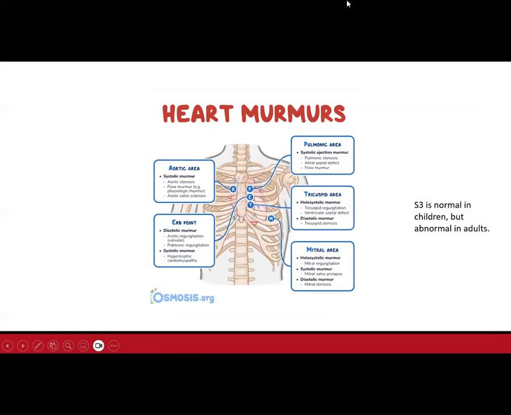This here is just a picture that's very helpful because you are going to want to know the locations to be able to identify. For example, if I've got an aortic area, if I hear a murmur here, which is a systolic murmur, that can indicate that I have aortic stenosis. I've got a flow murmur, so a physiological murmur, or an aortic valve stenosis. So kind of being aware of these different murmurs. With this, also know the age of your patient because with children, this is considered normal. So hearing S3 is considered normal, but in adults, it's considered abnormal.